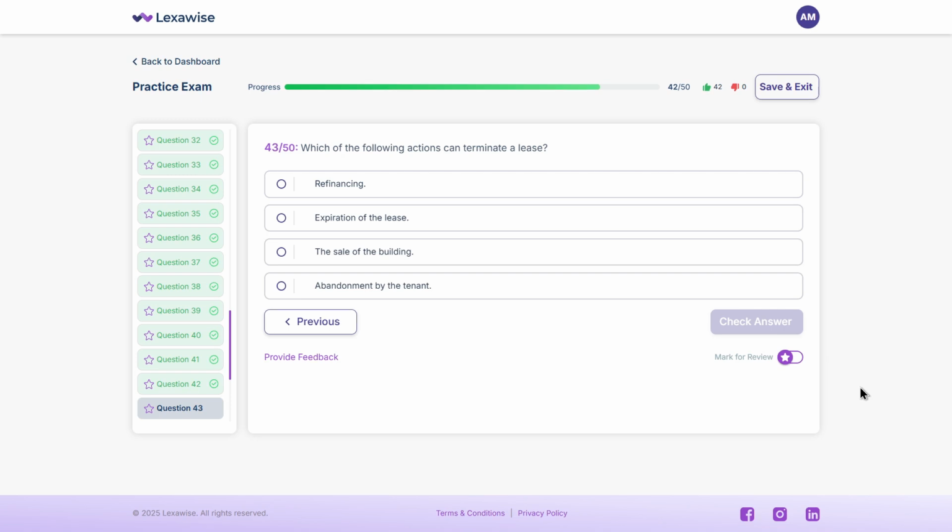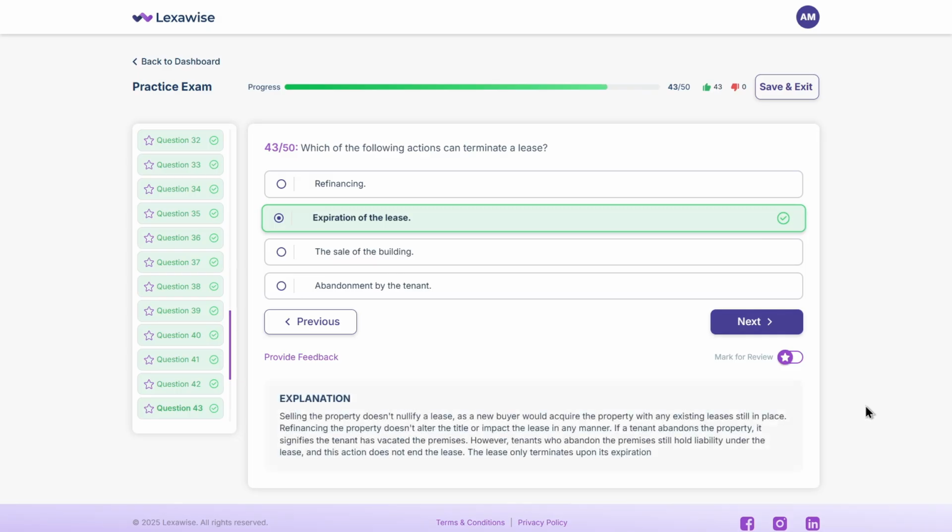The correct answer is B. Expiration of the lease. Only the natural expiration of the lease term automatically ends the agreement. Refinancing or selling the property doesn't do that.